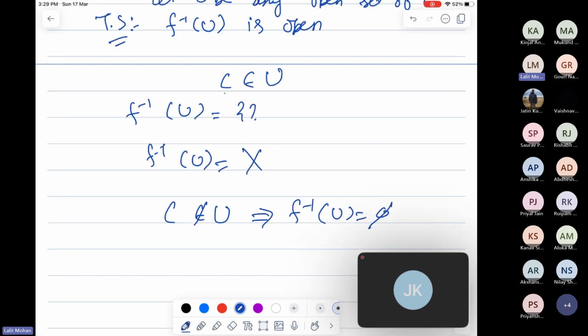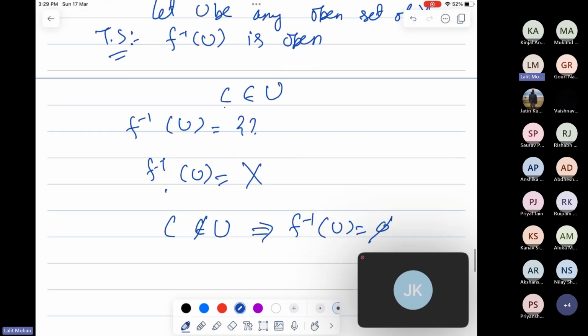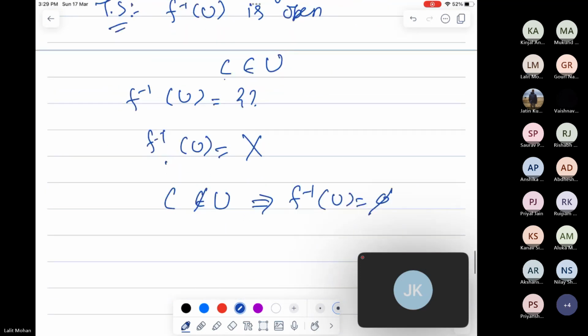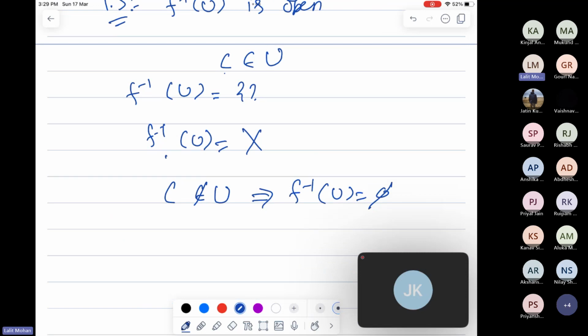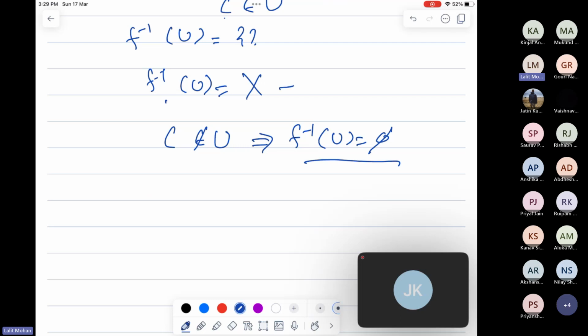Now, in the first case you assume that c belongs to U. It means that f inverse U is X because every element maps to c. In the second case we assume that c doesn't belong to U. Now U may consist of any uncountable number of points, but there does not exist any element in X which has image c, because we know that f is a constant function. So it means f inverse U is empty, and both are open, because X is open in X and phi is always open in X. This implies f is continuous.